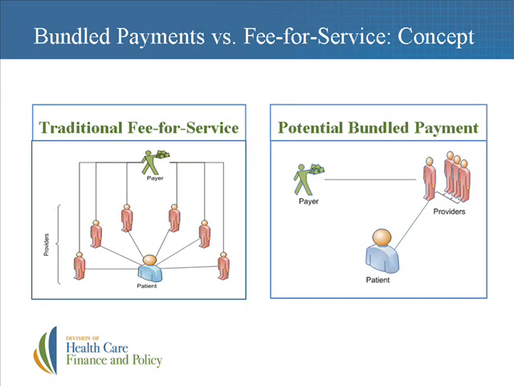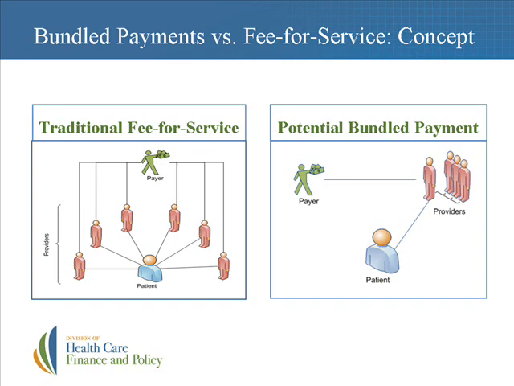So for those of us that are a little more visually oriented, this just depicts the concept and how it differs from the fee-for-service model. In the traditional fee-for-service model, a payer makes payments to as many individual providers who are involved in treating a patient, even for a patient's single acute care episode or an ongoing chronic condition, and each provider is then billing and receiving payment separately for those services.